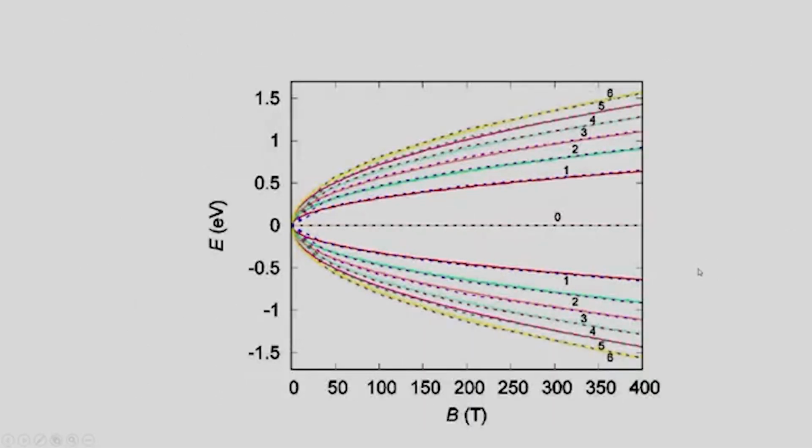You see that E as a function of B has this structure. There is a central n equal to 0 level, and these are 1, 2, 3, 4, 5, 6 above n equal to 0, that is 0 energy, and these are the values below n equal to 0. And this is B in Tesla. As I said earlier, you need much larger values of the magnetic field in order to see the quantum Hall effect in graphene. So, it is swept till about 400 Tesla.